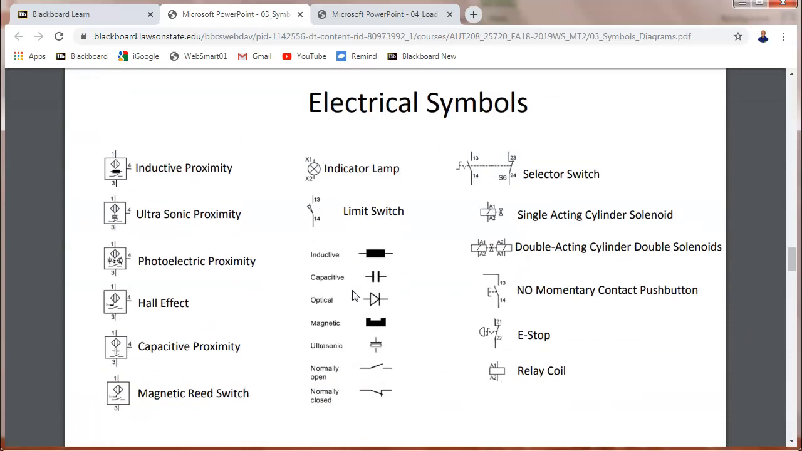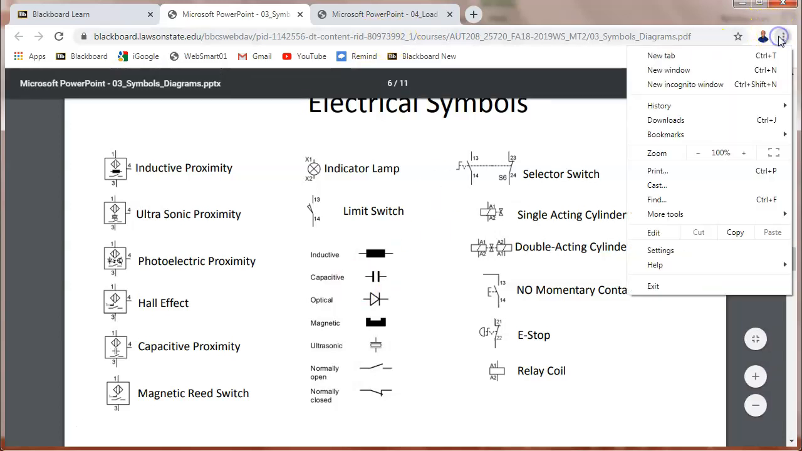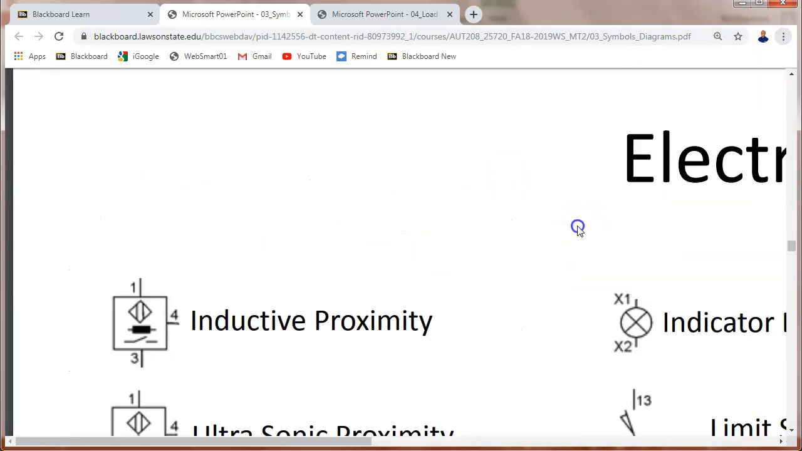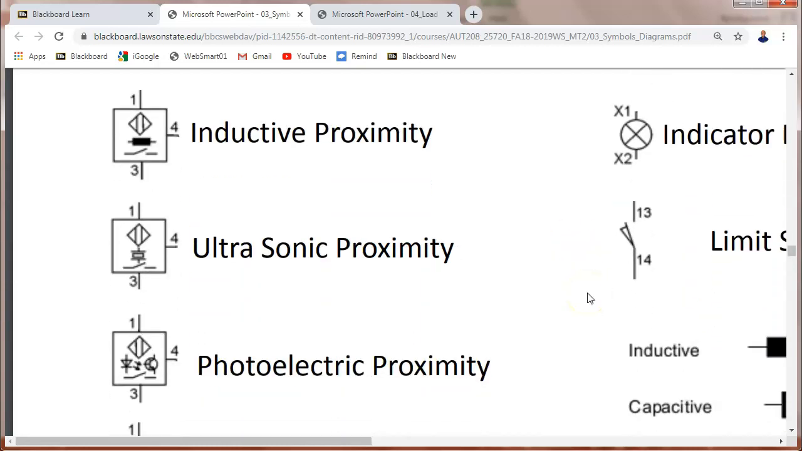So here we go. Okay, this little black pin thing right here, what type of sensor is this? Inductive. Everybody okay with that? All these sensors and all these symbols will be on the next test.